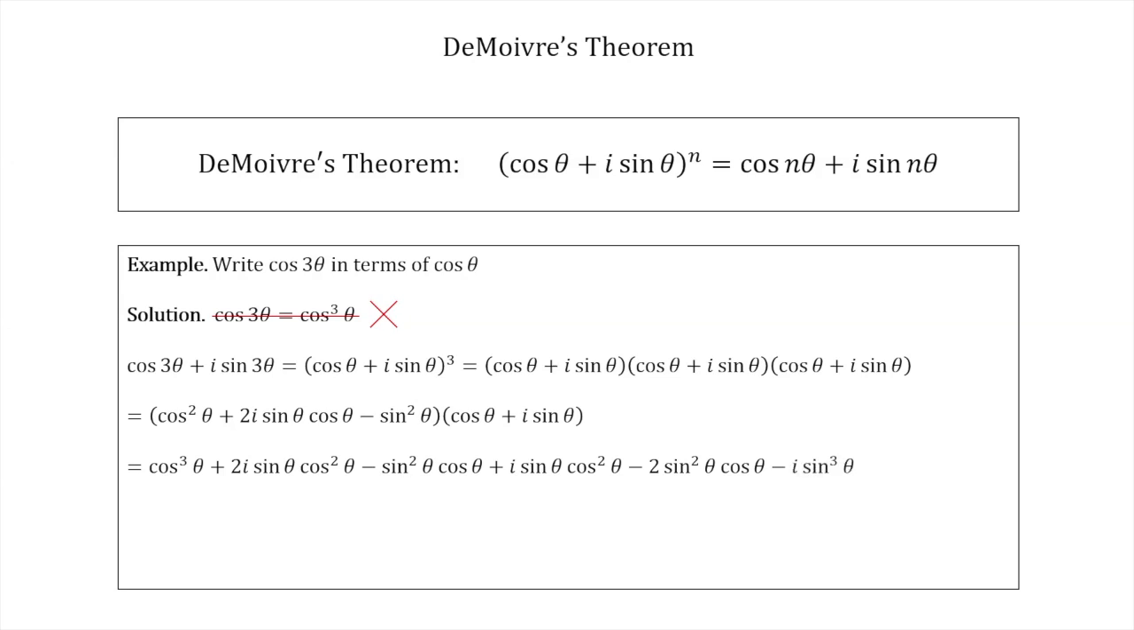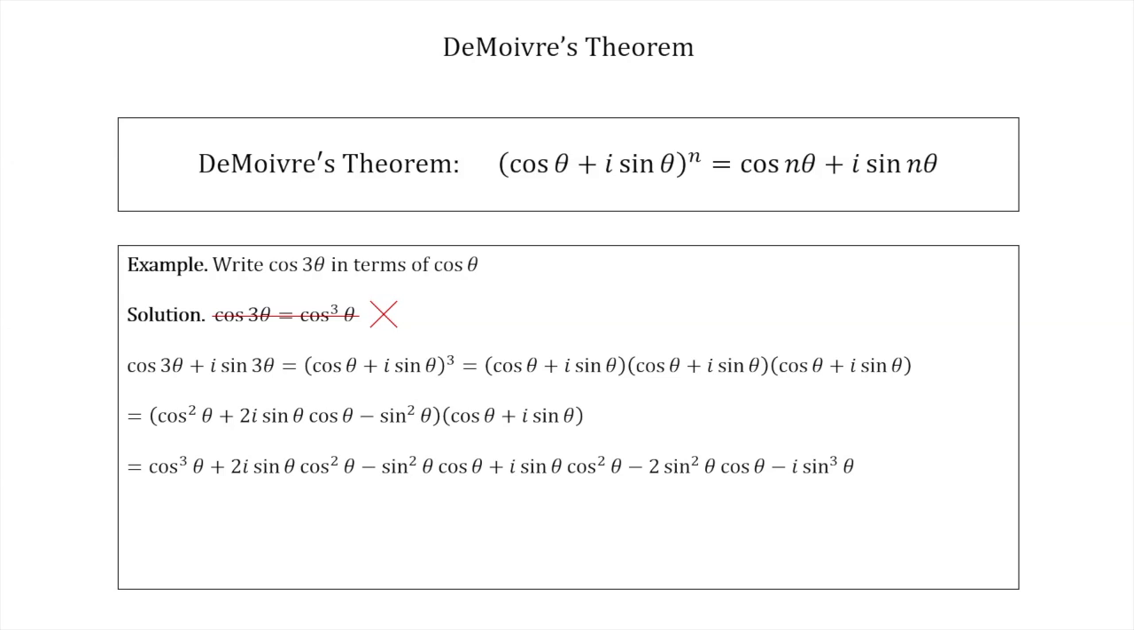That gives us minus i sine cubed theta. So now let's gather together all the real terms and all the imaginary terms. If we want to put this in standard form for a complex number, we should have a real part plus an imaginary part. So let's put all the terms with an i in them together, but we'll first gather together all the terms without an i, all the real terms.